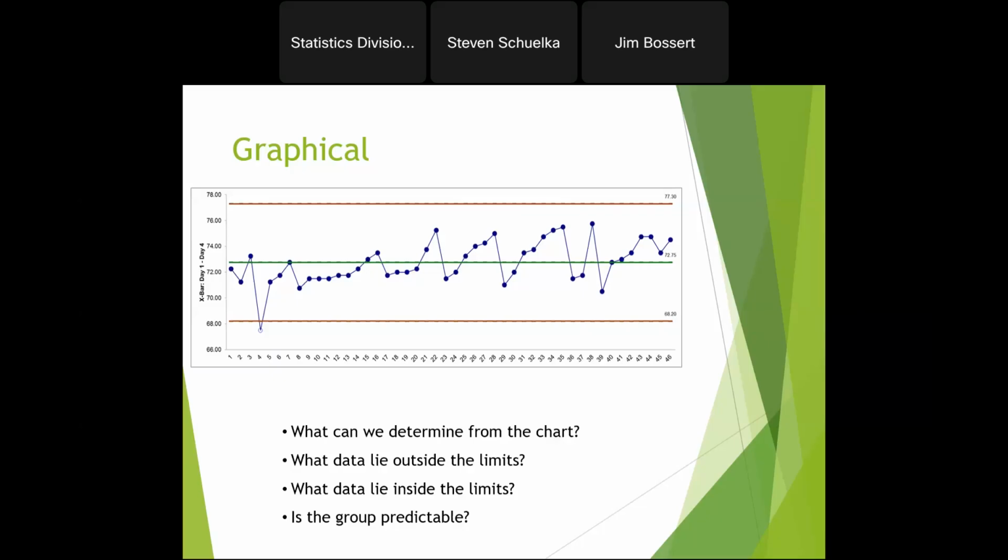So, if I was going to come back and say, is this a predictable group? Well, except for that one data point that's low, it's pretty darn predictable, with an average of 72. So this is kind of telling us that it's pretty good and people are pretty consistent.